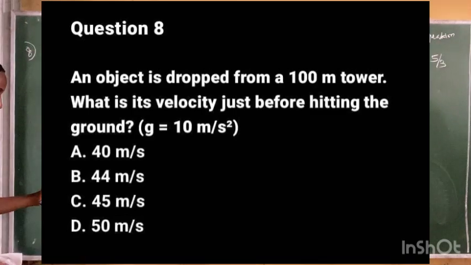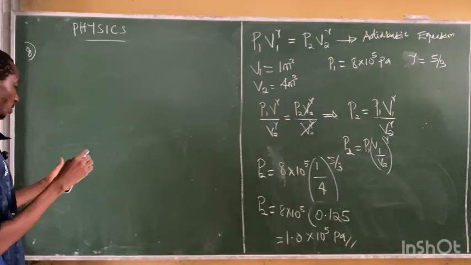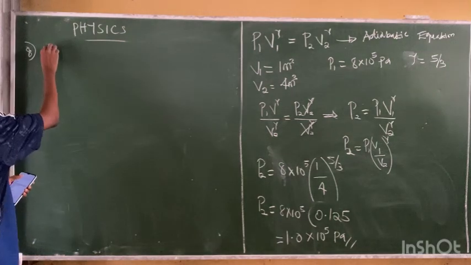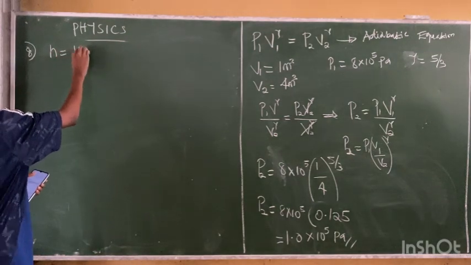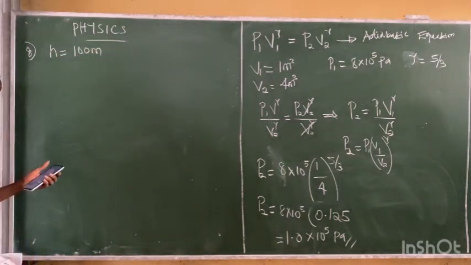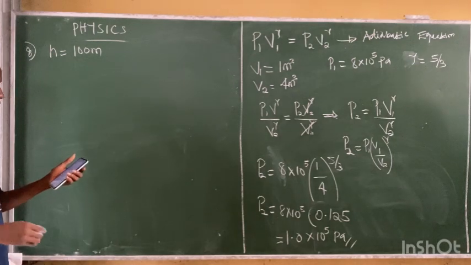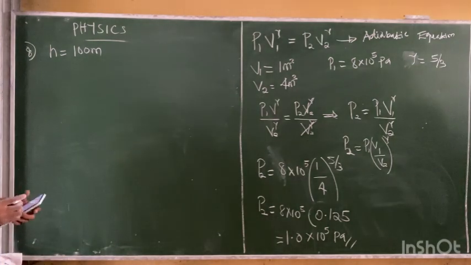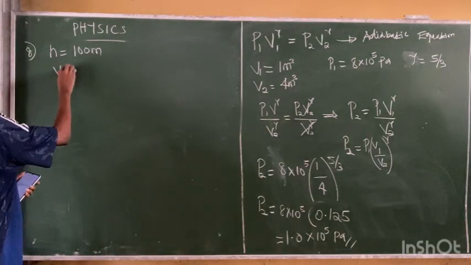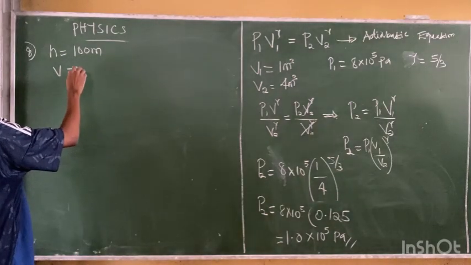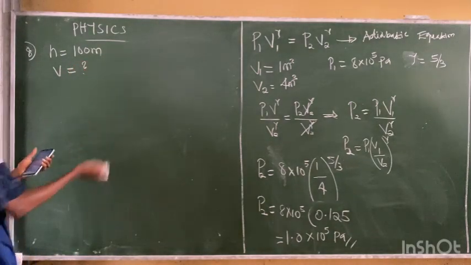From the question, an object is dropped from a height. We have height to be 100 meters. It says, what is its velocity before hitting the ground? That is the final velocity. V is equal to what? Unknown. We don't know it.